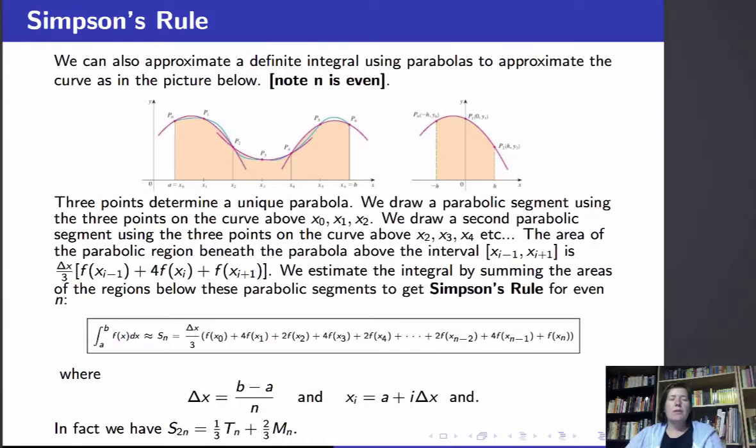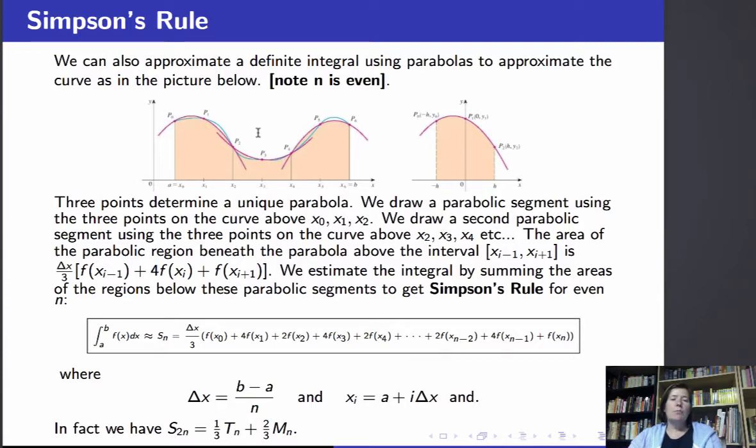Our last method of numerical integration is Simpson's Rule, and again we're going to derive a formula for an approximation to the integral from a to b of f of x dx. We start by dividing the interval from a to b into n equal parts, and in this case we always assume n is even. And to find our approximation, we recall that 3 points in the plane determine a unique parabola.